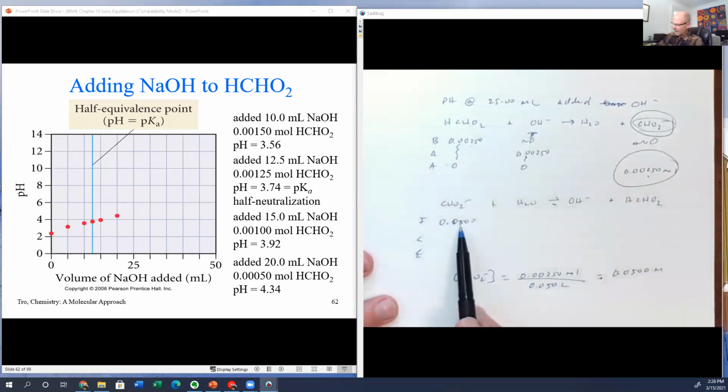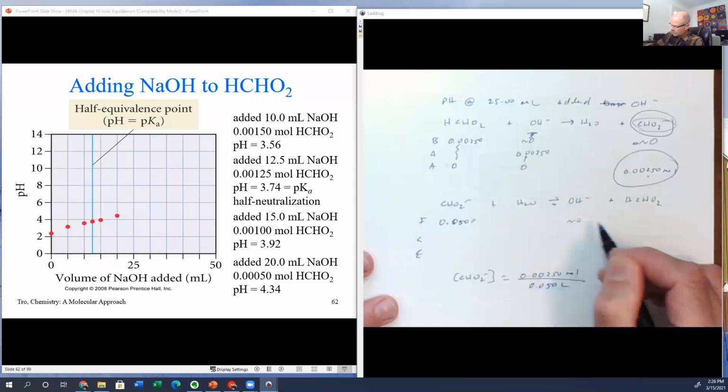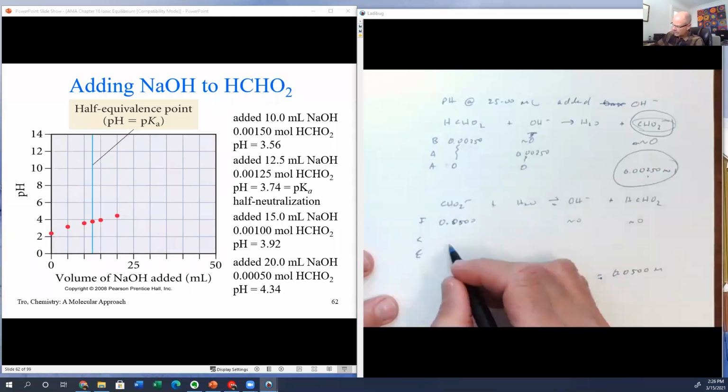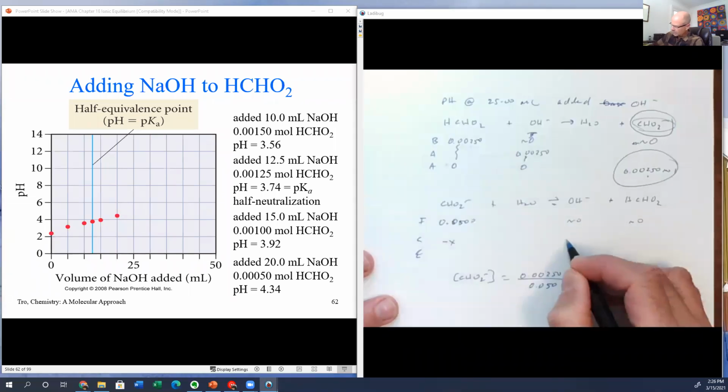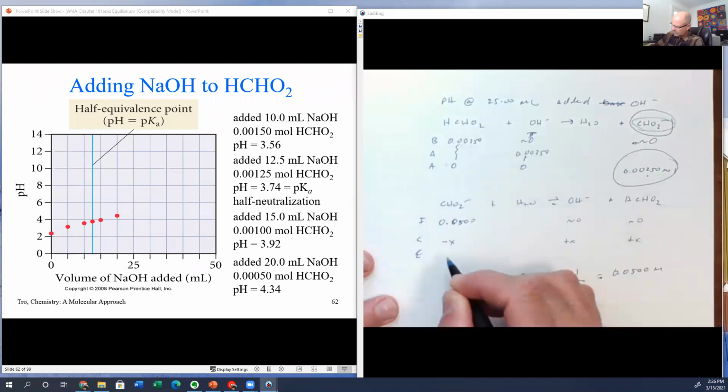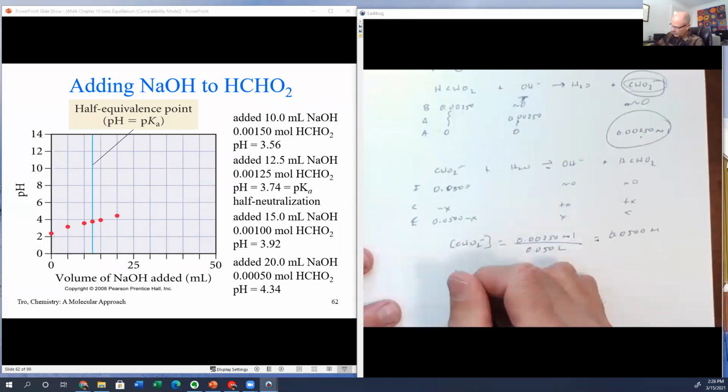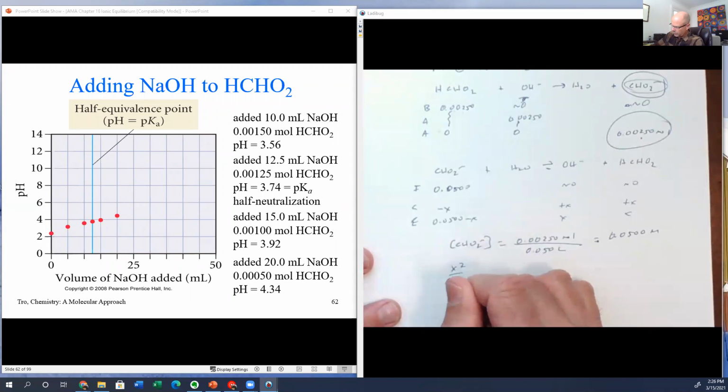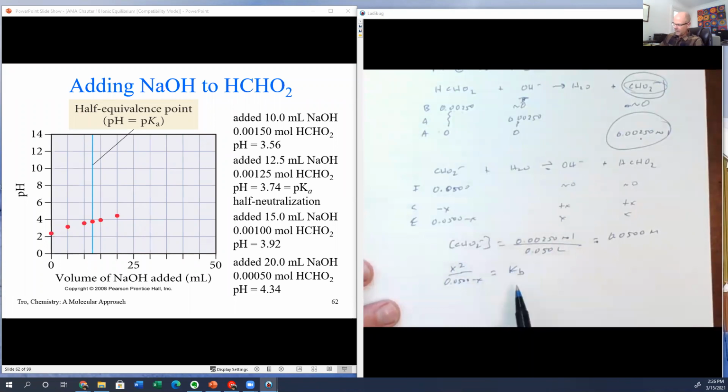All right, so you have that. You have 0, 0. It's going to go to the right, minus x, plus x, plus x. You got 0.0500 minus x, x, x, right? Notice it's an equilibrium problem. x squared over 0.0500 minus x is equal to Kb, right? Kb for this base.